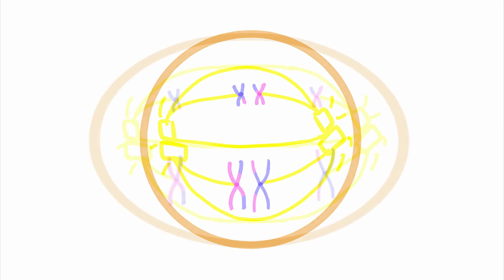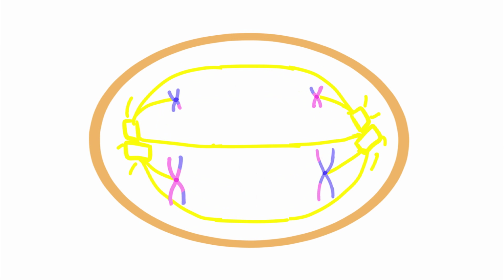Next is anaphase 1. Proteins are broken down, which separates the homologs. But since sister chromatid cohesion persists at the centromere, the chromatids do not separate. Each homolog is then pulled by kinetochore microtubules to opposite poles.